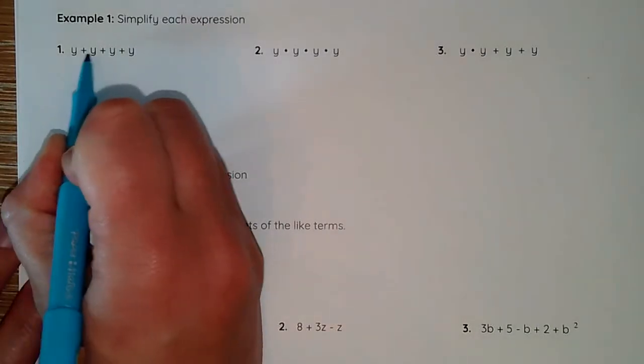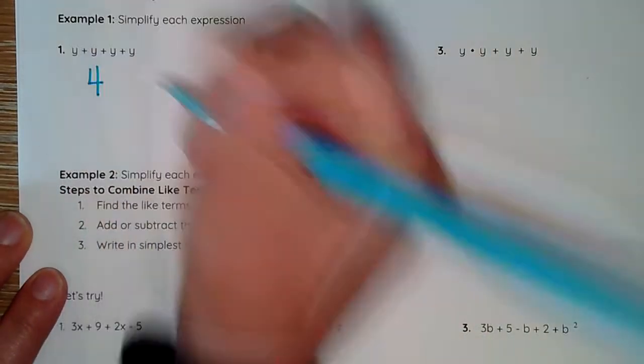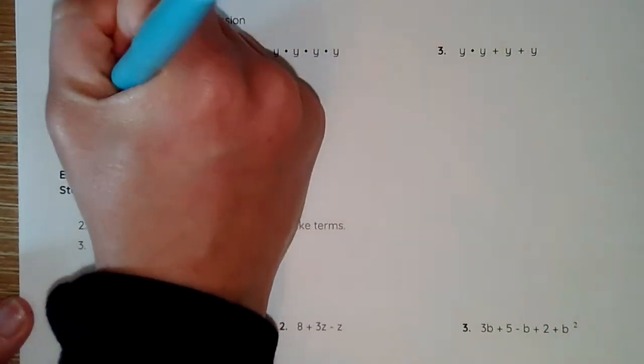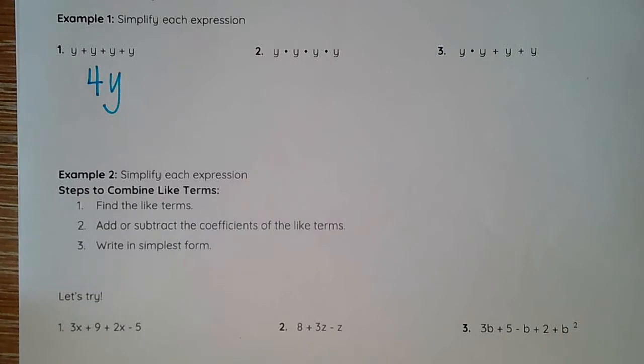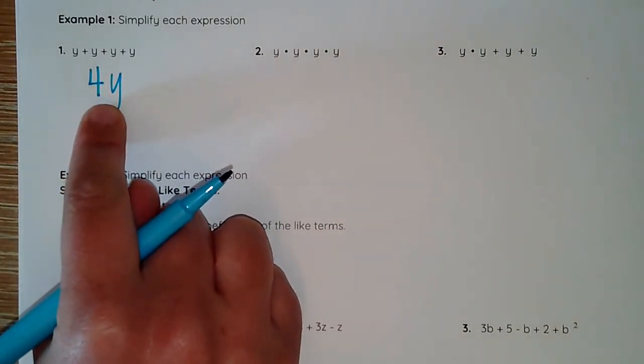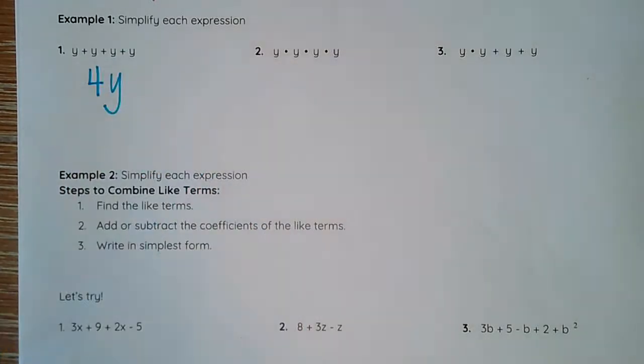So we're taking that y and adding it together 4 times, which would tell us we can multiply 4 times y. So remember, this is repeated addition. 4y would be the same as y plus y plus y plus y.